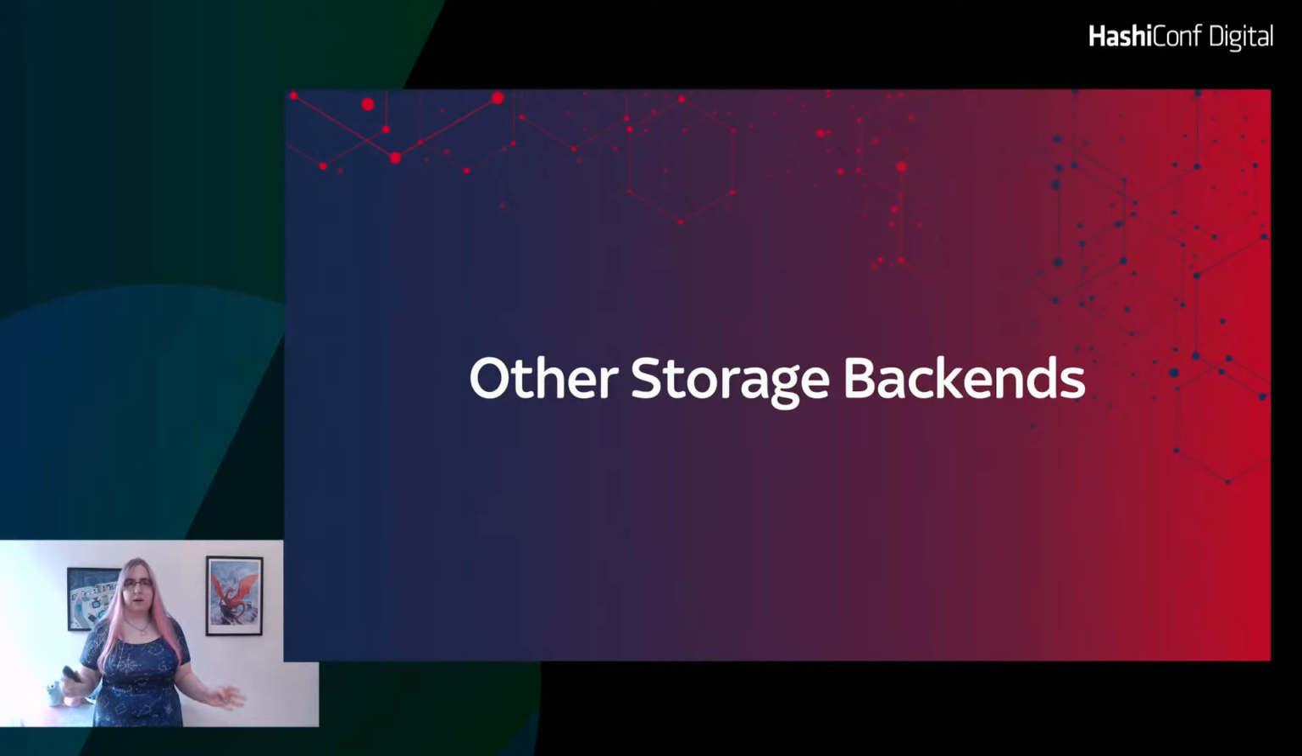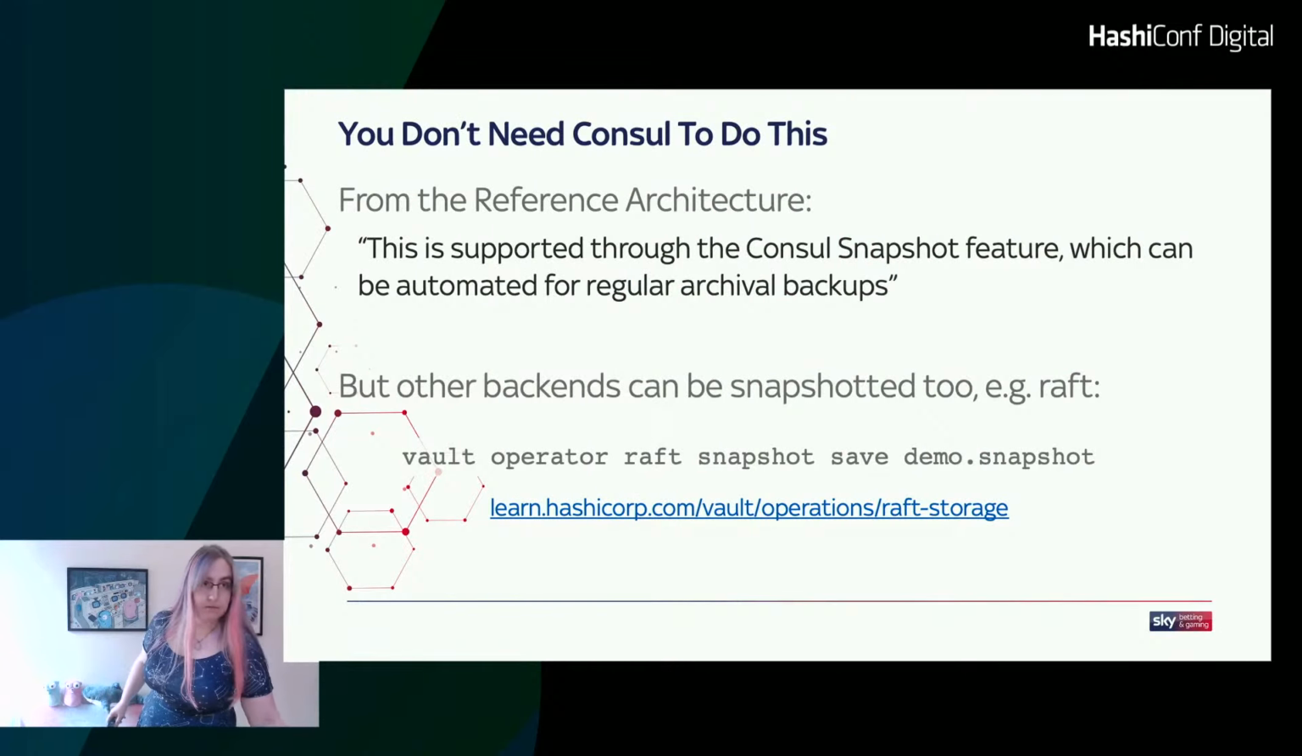So before I wrap up, I'd like to take a moment to mention some other storage backends that Vault has. Now, thinking back to the reference architecture, it was using Consul as the storage backend, and it's pointing you in the direction of Consul snapshot as your backup tool. But just because the reference architecture uses Consul doesn't mean you're out of luck if you're using something else. Many of the available storage backends will have their own tools for snapshotting, even if that means doing a disk level snapshot. But I wanted to call out the new Raft storage backend specifically, otherwise known as Vault Integrated Storage. And that's now out of beta as of Vault 1.4.